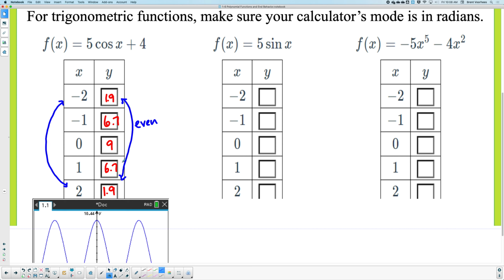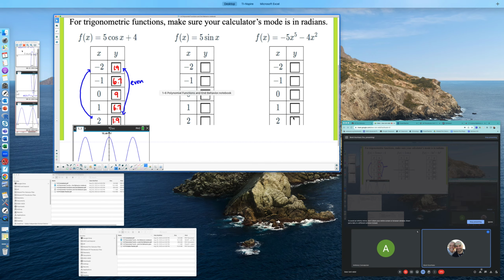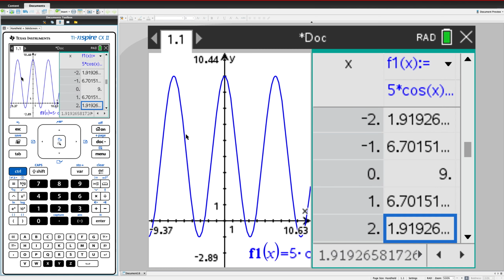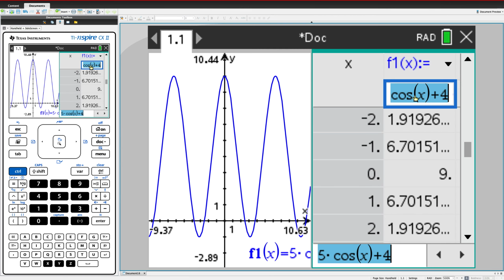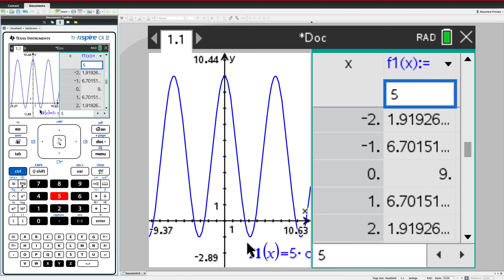Go ahead. All right, now change it to 5 sine x. To make it quicker, what you can just do is press the tab button, or if you're on table mode, you can just double click that part right there and change the equation. We want it to be 5, press trig again, sine x. Hit enter.